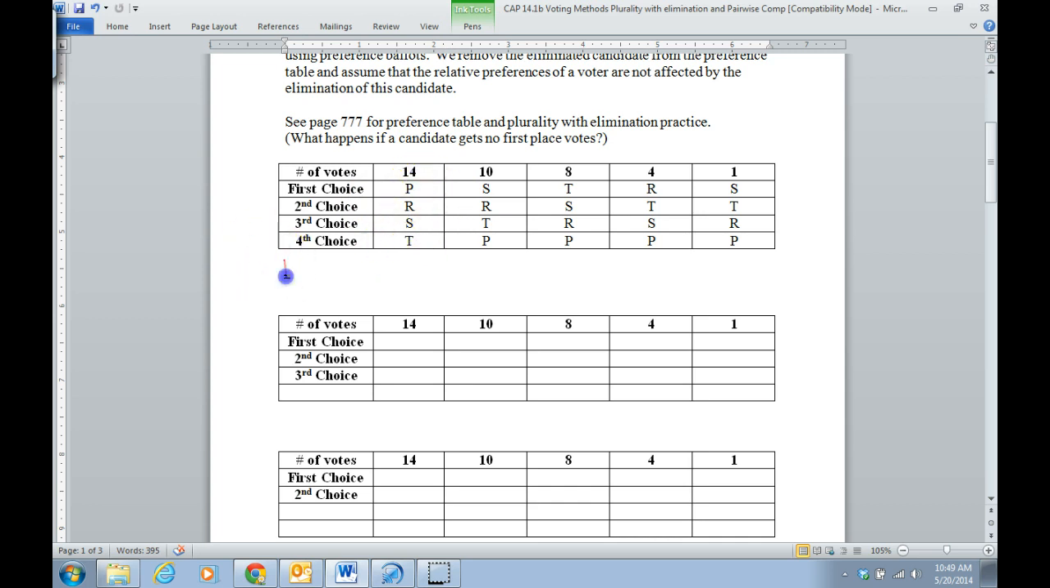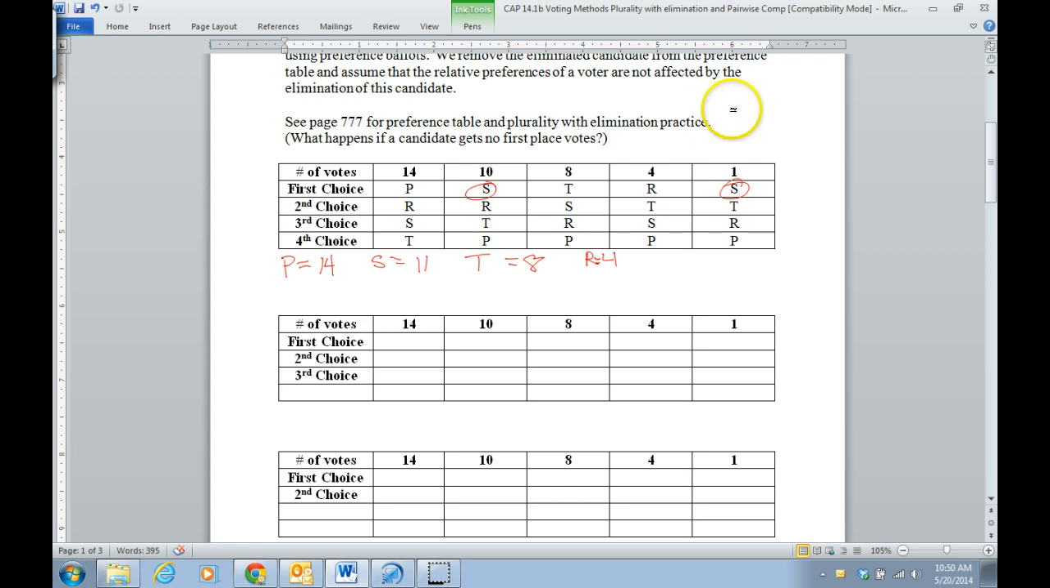Let's look at P, first of all. On the first round, P has 14 votes. S has how many votes? 10 plus 1, right? So that makes it 11. T, because he's right here. Okay? So T has 8 votes, and R has 4 votes. Okay? Clearly P wins this round.